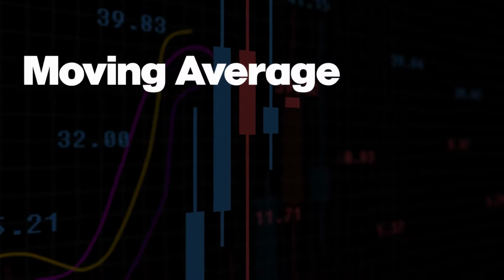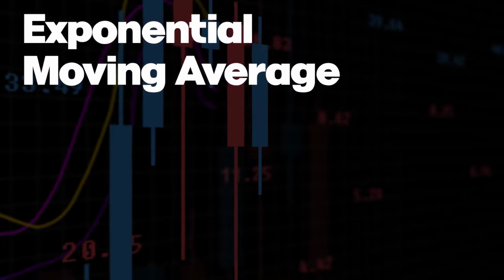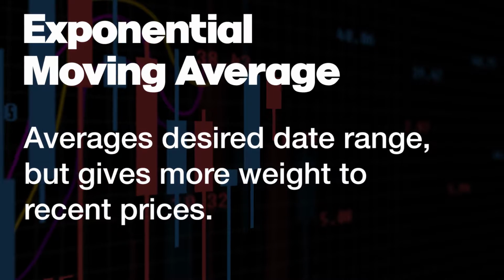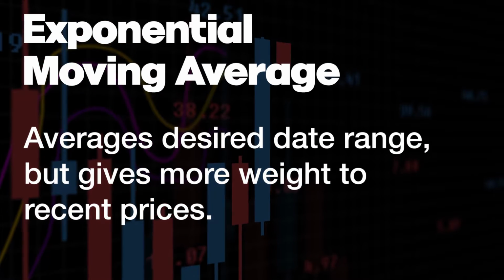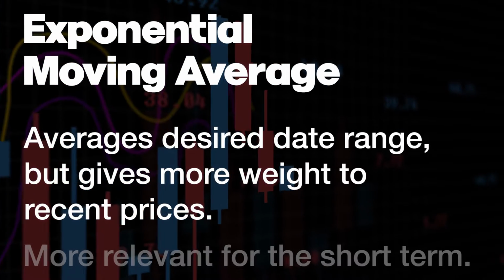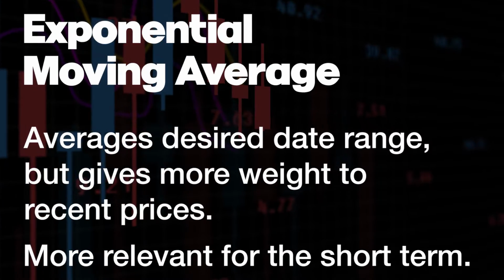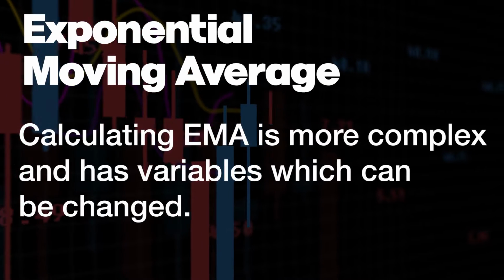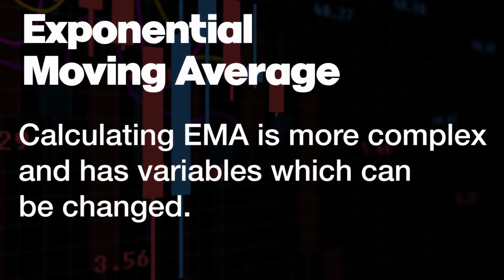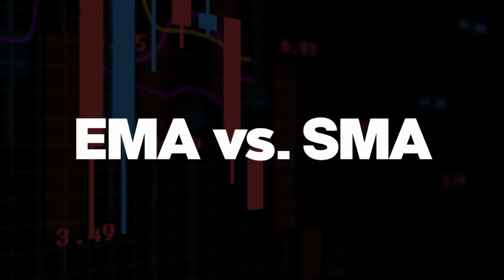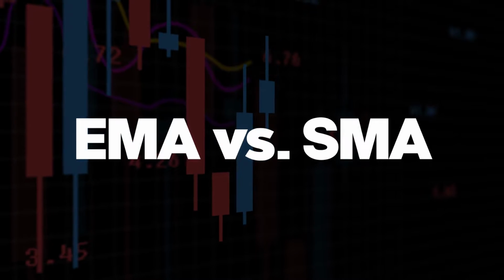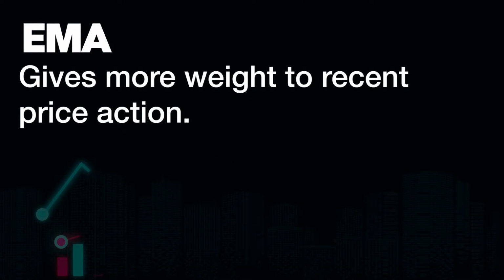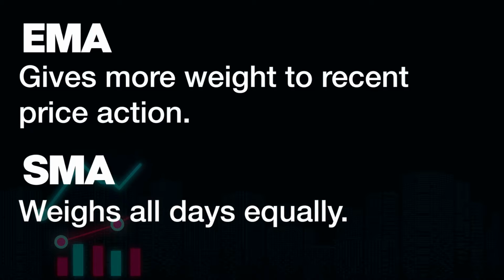Another type of moving average is the exponential moving average, or the EMA. It's similar to the SMA in that it averages the inputted date range, but the EMA gives more weight to the more recent prices, making it a little bit more relevant in the short term. The process of calculating an EMA is more complicated than the SMA and has variables that can be changed. The main difference between the two indicators is the sensitivity that they place on price changes. The EMA gives more weight to recent price action, while the SMA weighs all the days equally.